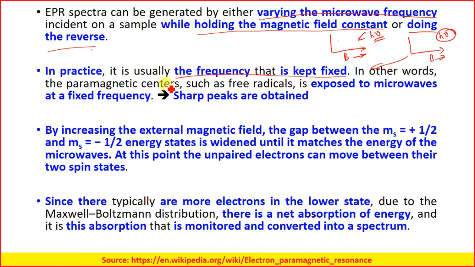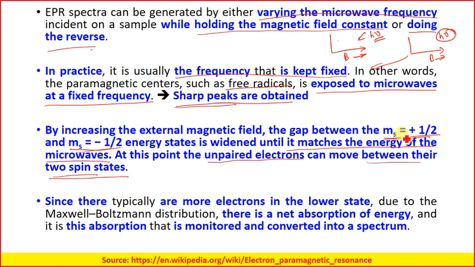In other words, the paramagnetic centers such as free radicals are exposed to microwaves at a fixed frequency. And over here you get sharp peaks. By increasing the external magnetic field, the gap between the ms plus half and ms minus half energy states is widened until it matches the energy of the microwaves. At this point, the unpaired electrons can move between their two spin states.